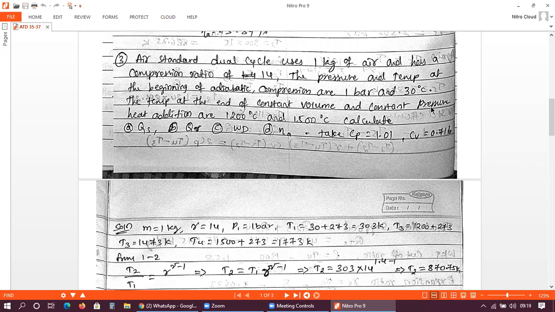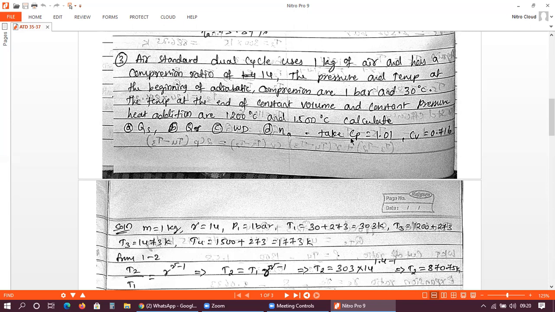Okay, so here these two values have been given, 1200 degrees Celsius and 1500 degrees Celsius. Calculate QS. QS is nothing but the heat supplied. QR stands for heat rejected. Then work done, right? Then efficiency, air standard efficiency or thermal efficiency of the dual combustion cycle.